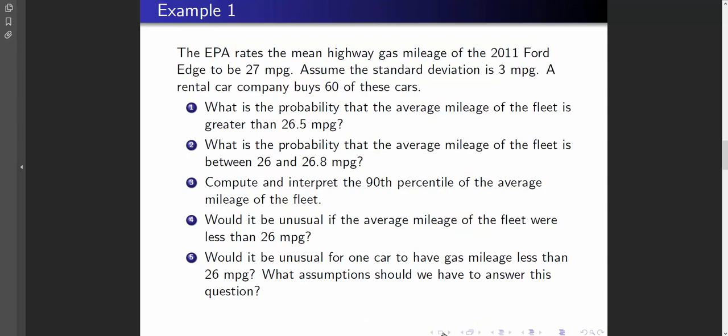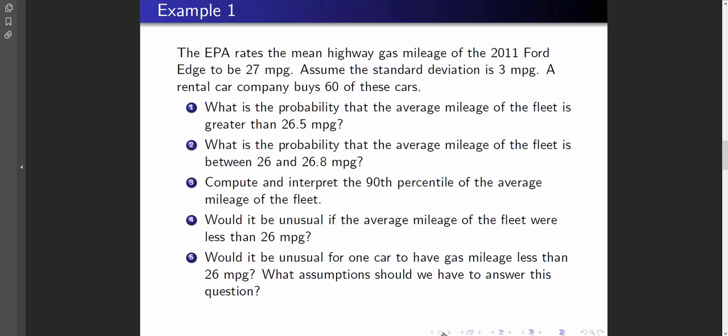And now I have an example that's worked out for you. What I want you to do is fill in all of the steps as I do, including calculator commands. Let's take a look at this example. The EPA rates the mean highway gas mileage of the 2011 Ford Edge to be 27 miles per gallon. Assume the standard deviation is 3 miles per gallon, and we have a rental car company that buys 60 of these cars.